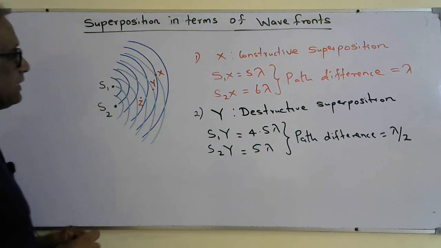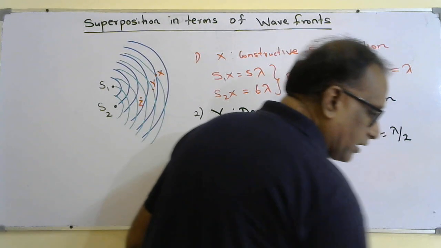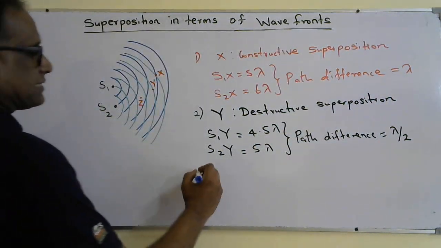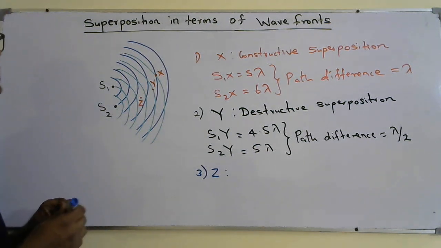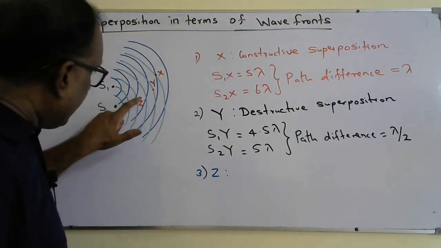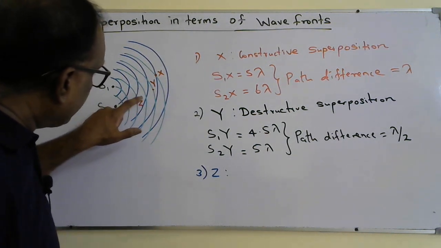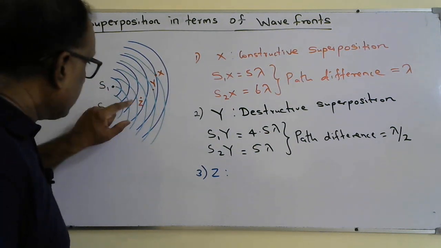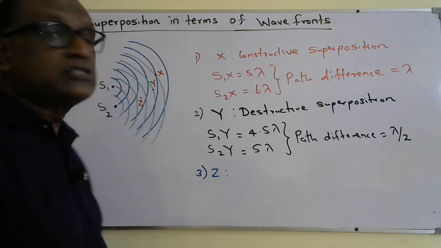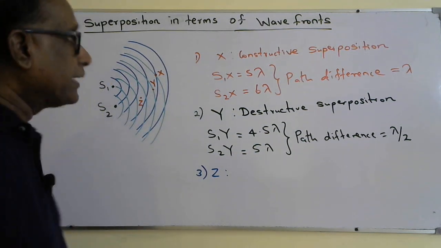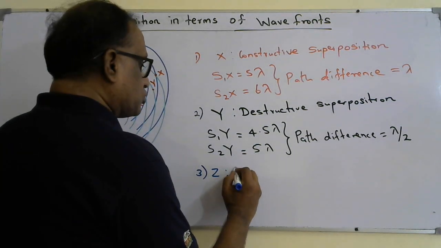In the same way, we'll consider the point Z. At Z, what type of superposition is occurring? It's constructive, because Z is a trough for the blue wavefronts emitted from S1, since it's between blue lines. It's also between green lines, so it's a trough too, and trough overlapping trough gives constructive superposition.